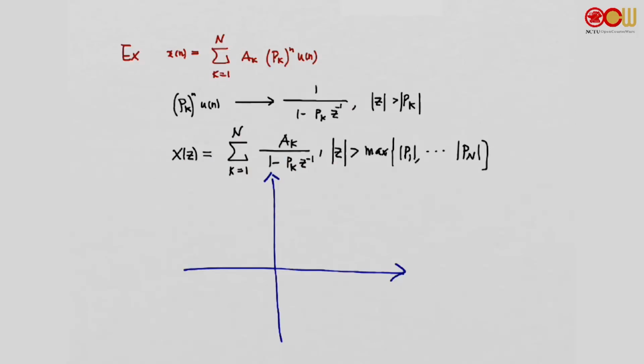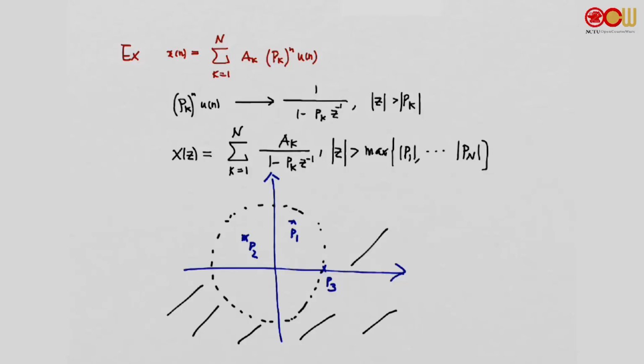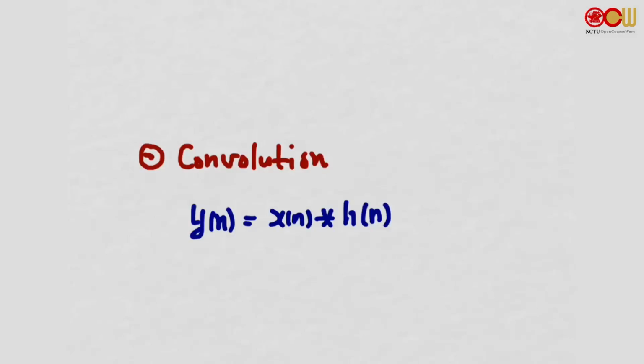We can find out the poles of X(z). Suppose this is p1, this is p2, and this is p3, and we compare their absolute values and find out the one with the largest absolute value, and the region of convergence will be the collection of z that's outside the largest p absolute value. One very important property: convolution property.